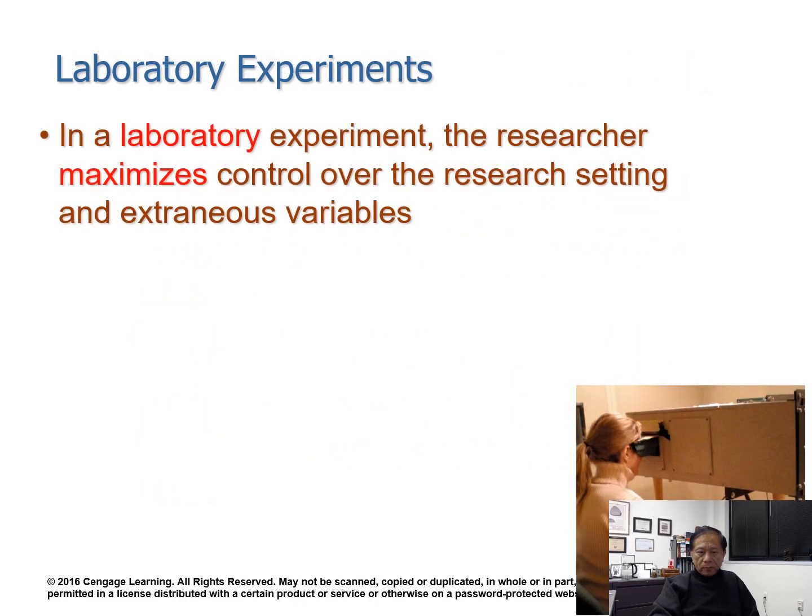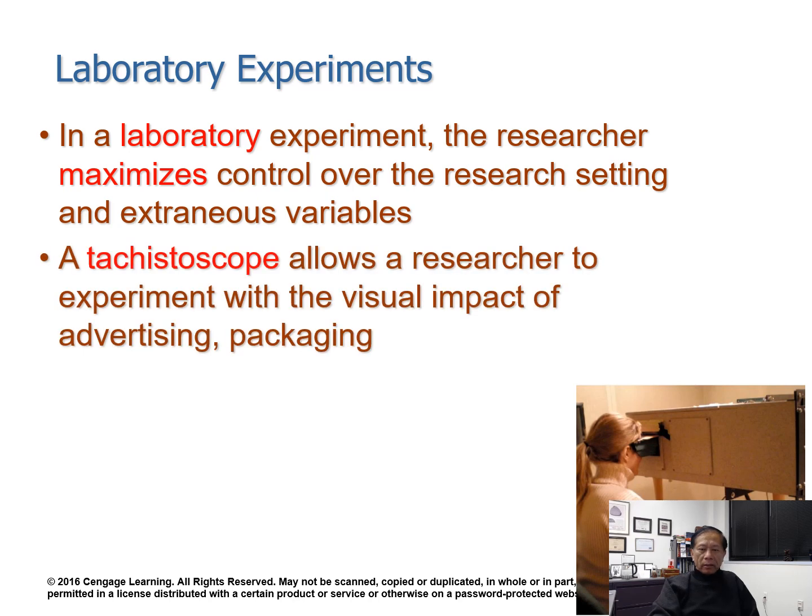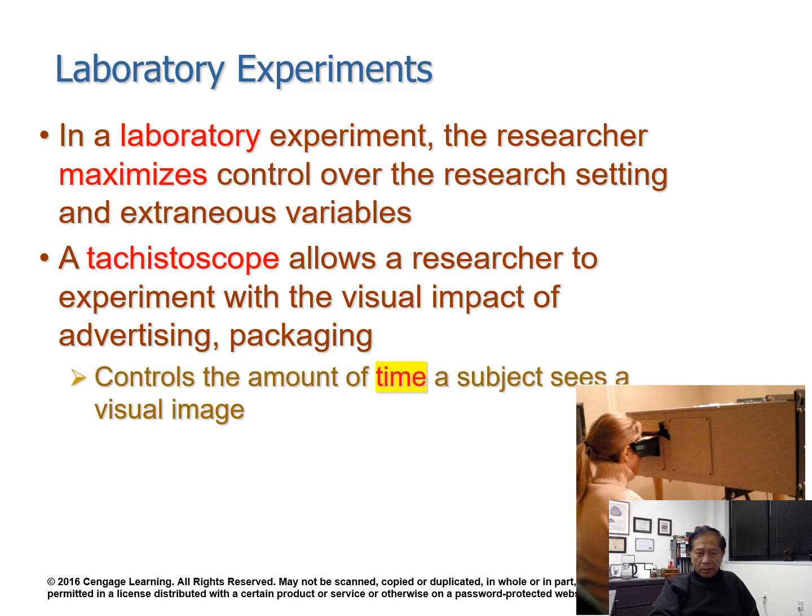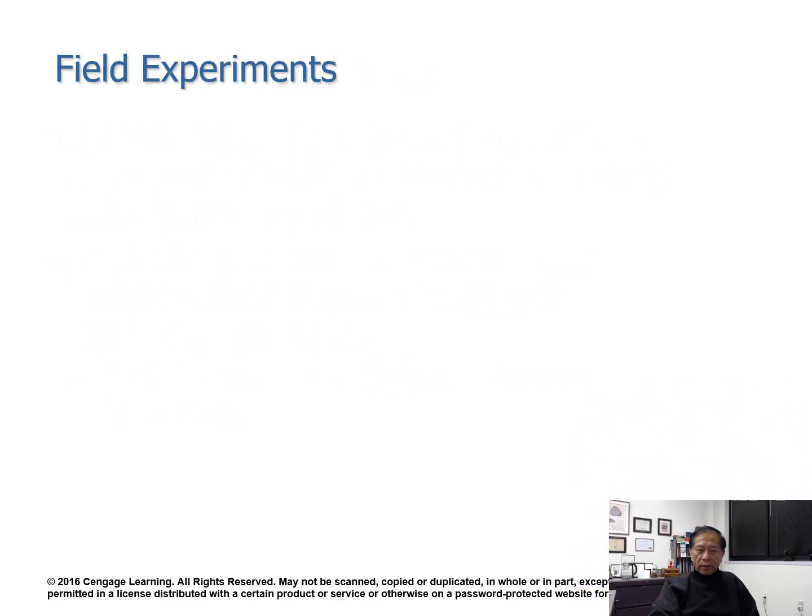Lab experiments. In a lab experiment, the researcher maximizes control over research setting and the extraneous variables. In lab, you can control them very well. A tachistoscope allows a researcher to experiment with the visual impact of advertising and packaging, like this lady in the picture. It controls the amount of time a subject sees the visual image. You can use computers, machines to control that.